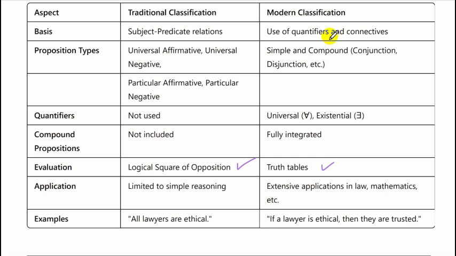Let's take an example of each one of them. Traditional classification: all lawyers are ethical, or we can state all four propositions, which is all lawyers are ethical, no lawyers are ethical, some lawyers are ethical, or some lawyers are not ethical. Modern classification example: if a lawyer is ethical, then they are trusted. So we are using an if-then proposition. This is known as conditional proposition.